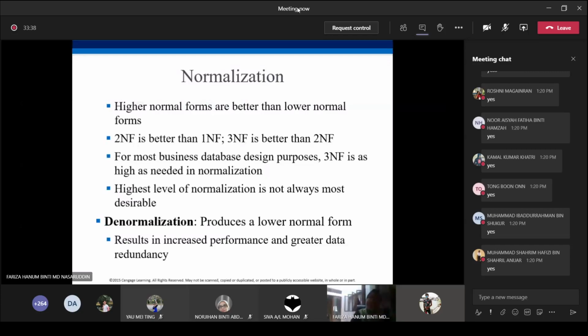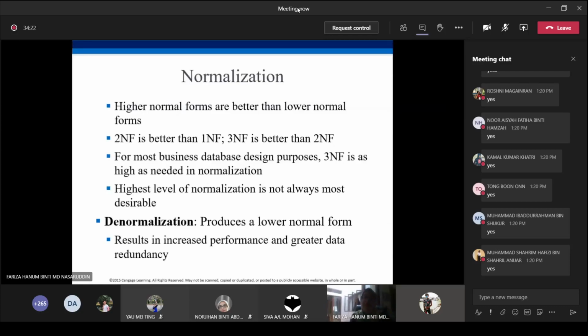All right. In concept, higher normal forms are better than lower normal forms. So second normal form is better than first normal form, and third normal form is better than second normal form. Is fourth normal form better than third normal form? This is where a lot of people would say that for normal usage, third normal form is just as good. Third normal form is as high as what you need in a normalization.